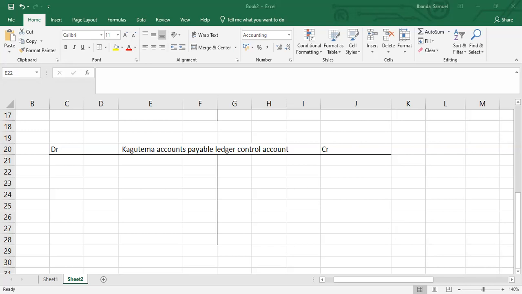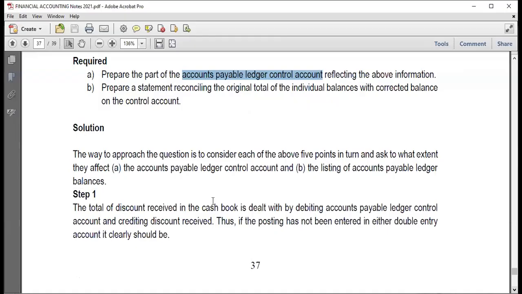Now, before we actually look at how to attempt this, I want to give you certain steps that you should take. We can try to go through them together here, okay? So the way to approach this question is to consider each of the 5 points in turn and ask to what extent they affect the accounts payable ledger account, and then list the accounts payable ledger balances. Okay, so we have step one.